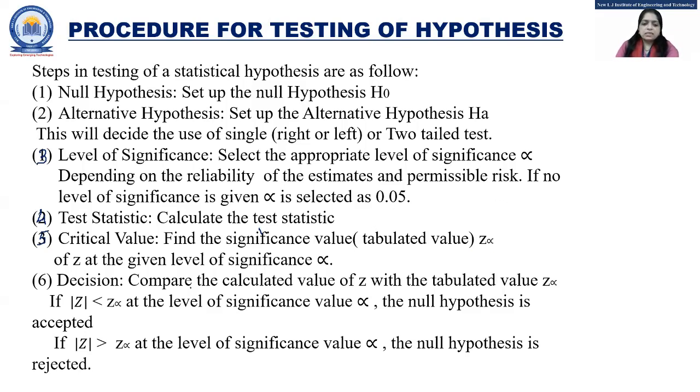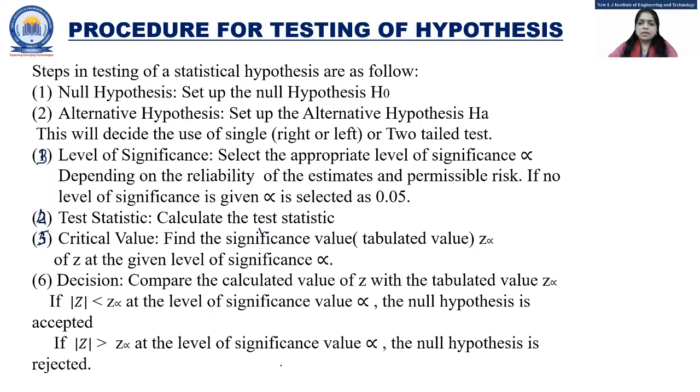The next one is decision. Now we have to compare the calculated value Z with the tabulated value Z alpha. If mod Z is less than Z alpha at the level of significance alpha, the null hypothesis is accepted. And if mod Z is greater than Z alpha at the level of significance alpha, the null hypothesis is rejected. So these are the procedure, or we can say the working rule, for testing of hypothesis.